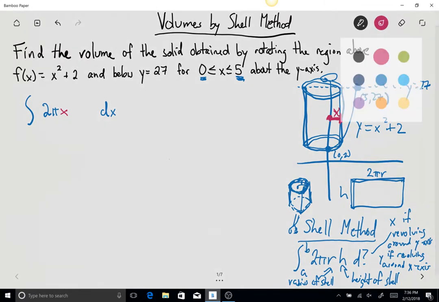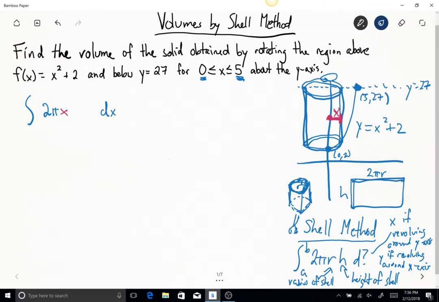Now what's our height? Well, our height can be found by going from here to that value. So what would that be? Well, notice our top value. Another way we can do this is we can take the value from here to here, which is 27. Let me move this dx a little bit. And then we need to subtract off the other distance, which goes from here to here. And what is that distance? That distance is x squared plus 2. So minus the quantity x squared plus 2.